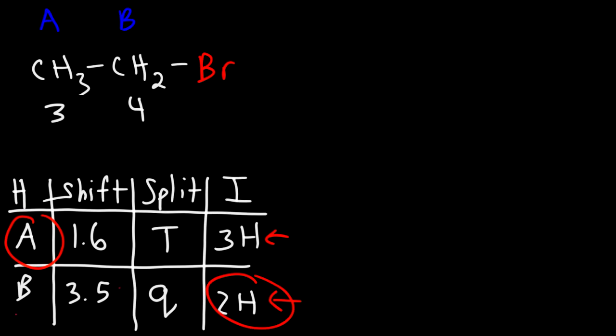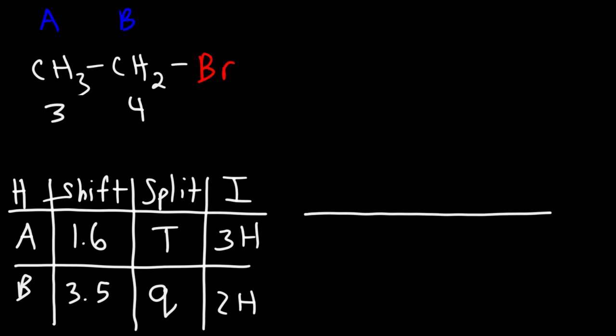Now, when drawing the NMR spectrum for a molecule, you really don't have to worry about the area under the curve. What you do need to keep in mind is this. A signal with more protons usually will be the taller peak in the graph. So signal A, we're just going to make it a little bit taller than signal B, and that will suffice. So now let's draw a picture of our graph.